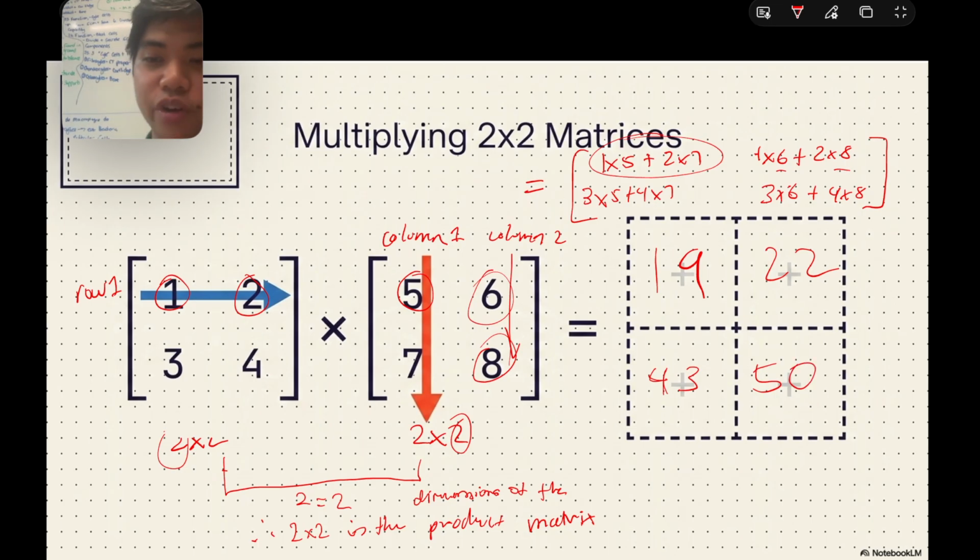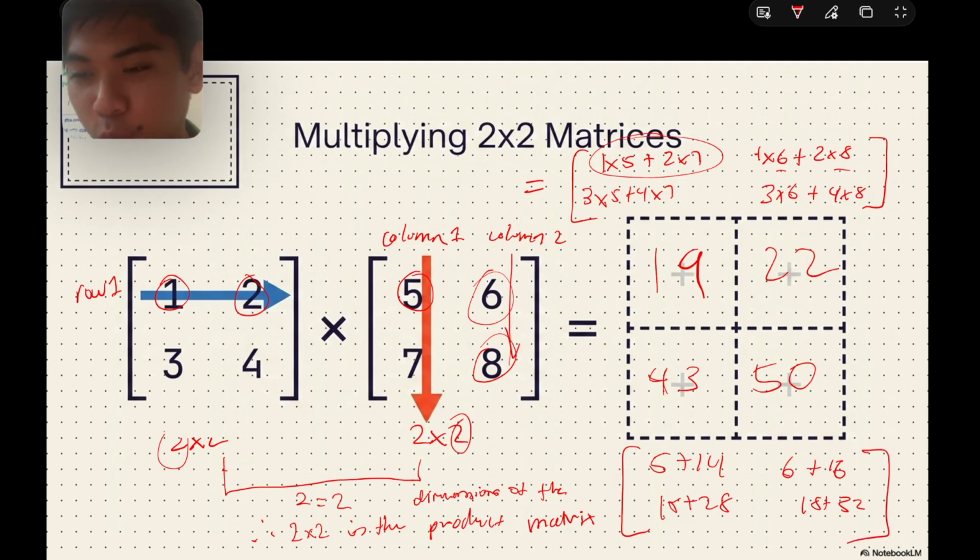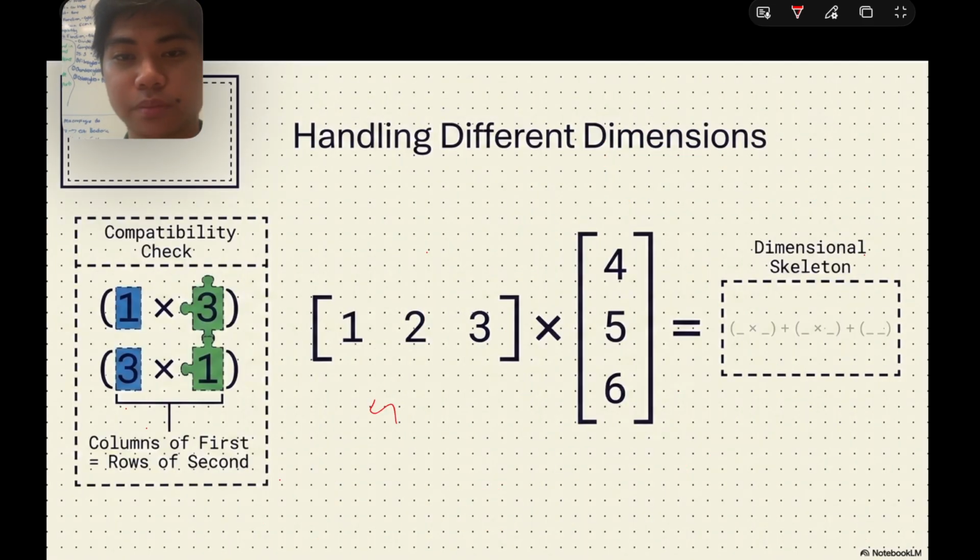Feel free to also write that out as a separate matrix as well. So do 5 plus 14, 6 plus 16, 15 plus 28, and 18 plus 32 as a way to show full working out and make sure that there are no mistakes with your mental maths as well. You don't want to risk easy marks like this for being careless.